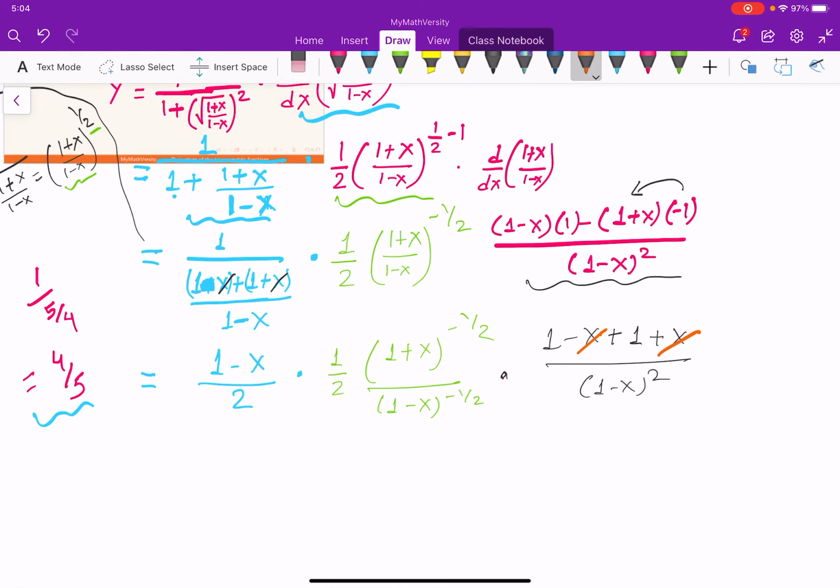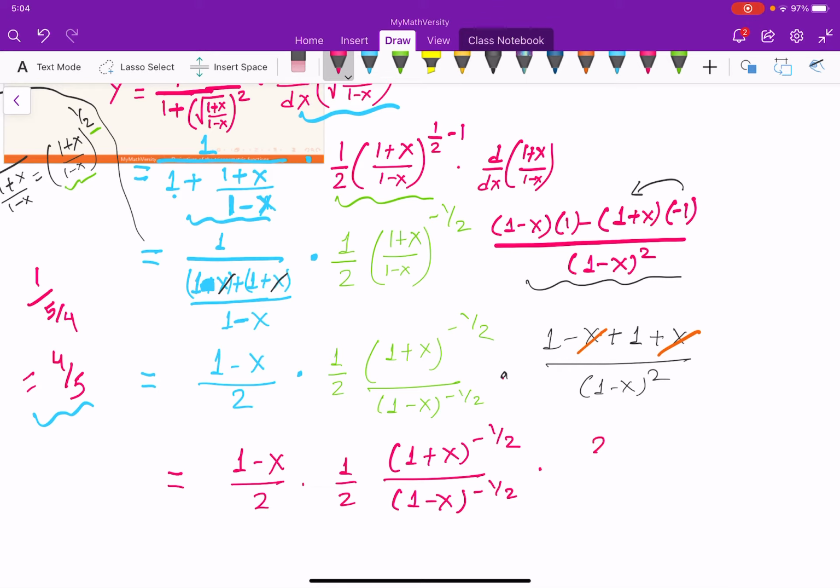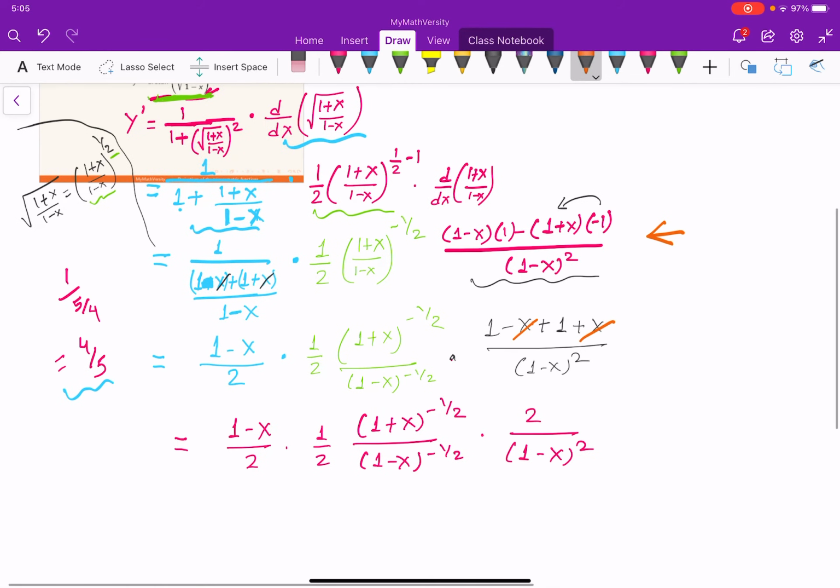Okay, good amount of work, right? So now we are actually almost done. Now this is 1 minus x over 2 times 1 half 1 plus x to the power negative 1 half. Underneath that we have 1 minus x to the power negative 1 half times 2 over 1 minus x square. By the way, if you feel this is too much, the derivative was already done over here, right? There is no derivative operation to be done after this. What I am trying to do is just simplify and see if we can write it down as a simpler expression. Okay, so that was the extra task we are doing over here.